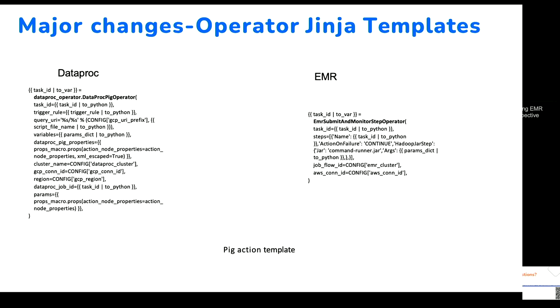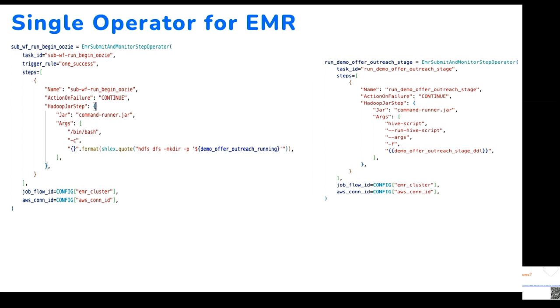So if you see on the left, the Dataproc version looked like there was a Dataproc Pig operator they used, and the template looked like this. On the right side, that's the EMR equivalent. This is a single operator which takes in the argument as the job type that you want to run. Essentially, what it does is it runs command-runner.jar and then executes the Hadoop job type that you are asking it to run. If you see, the same EMR submit and monitor step operator is used in both places. On the left, it is running an HDFS DFS command. And on the right, it is running a Hive script.